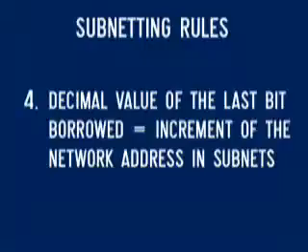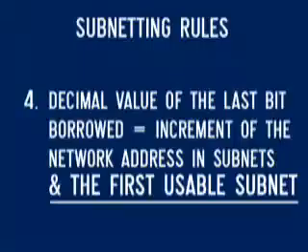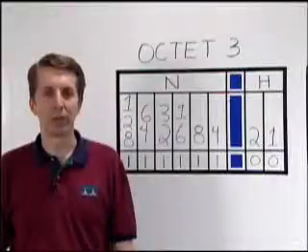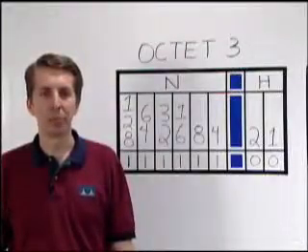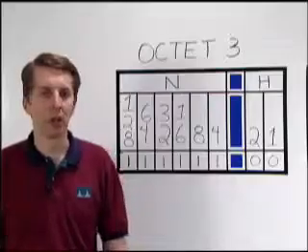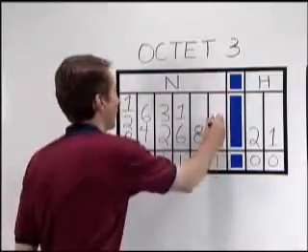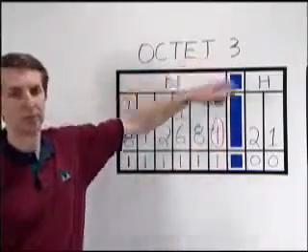The fourth rule of subnetting tells us that the decimal value of the last bit borrowed gives us the increment of the network address in the subnets and the network address of the first usable subnet. The decimal value of the last bit we borrowed is 4. That means that the network address of the subnets are incremented by 4 in the third octet.